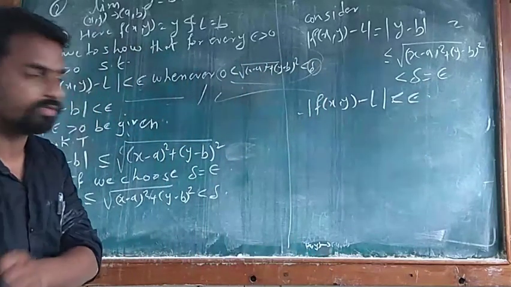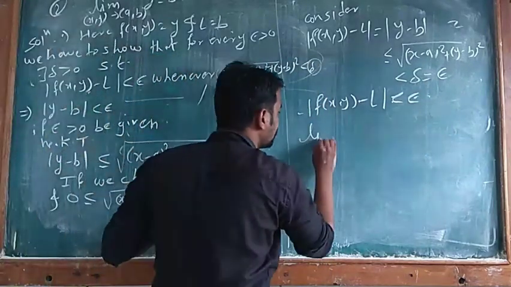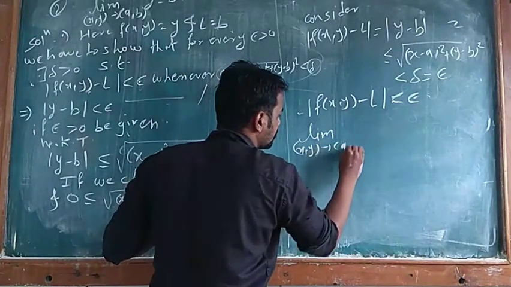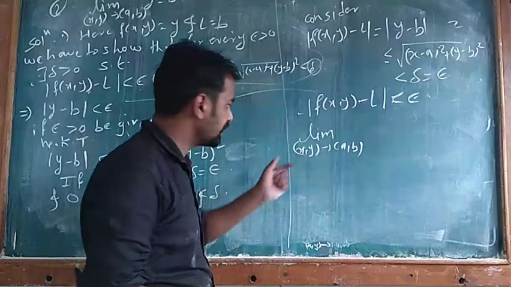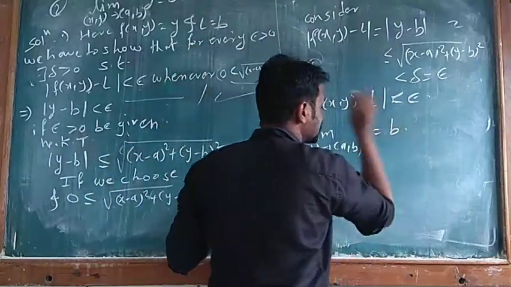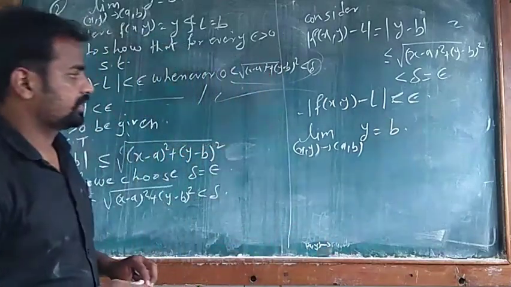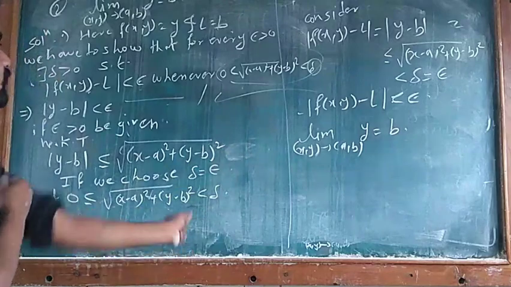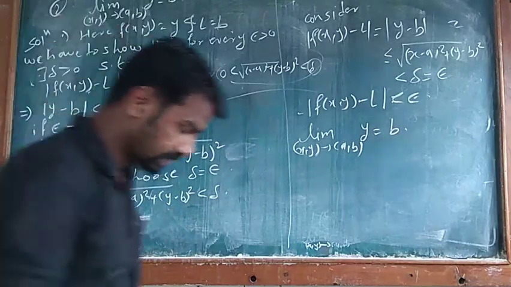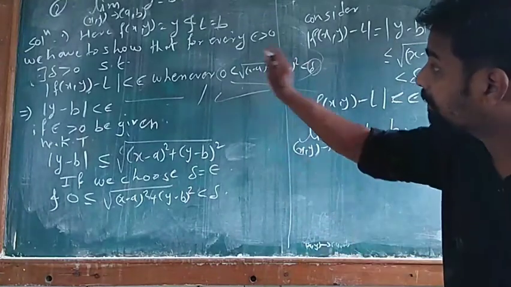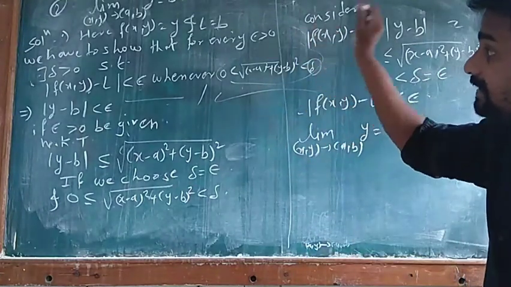Therefore, by the epsilon delta definition, we have limit as (x, y) tends to (a, b) of y is equal to b. Here we can solve this example the same as the previous example. Here f of xy is equal to y and L is equal to b.